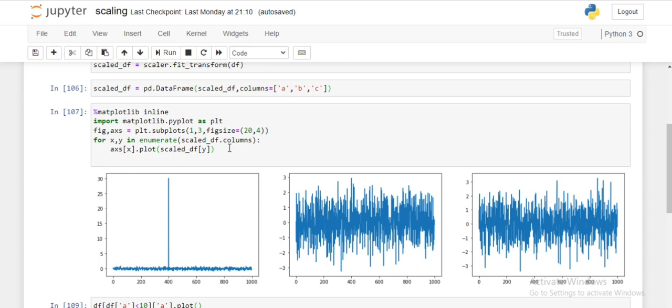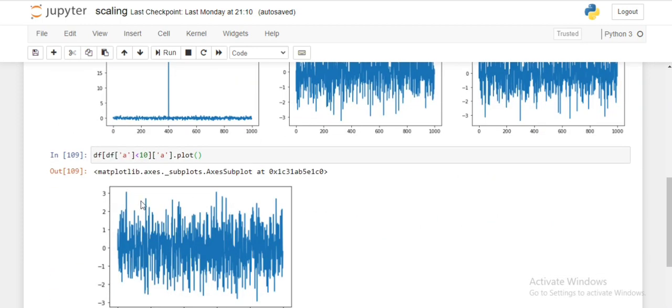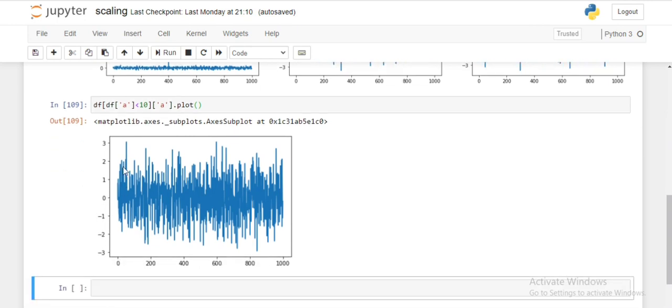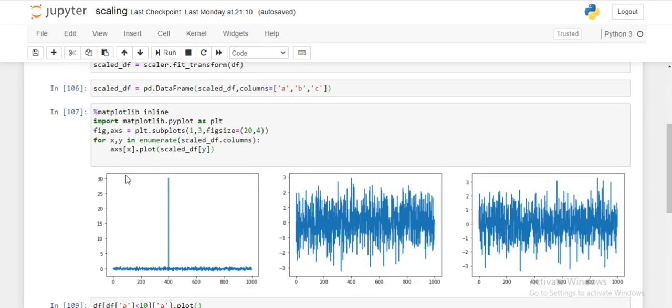Eventually, when we visualize this data frame, you can see how the values have got scaled. For columns B and C, you can see that the range is from minus 3 to 3. It's pretty visible. But in the case of column A, because of the presence of the outlier, the outlier has got a value of 30, while if I remove that particular outlier, you can see the rest of the values are lying from minus 3 to 3. So as I told you earlier, standard scaling can help us in determining outliers, as the value for the outlier has passed 3 or minus 3.